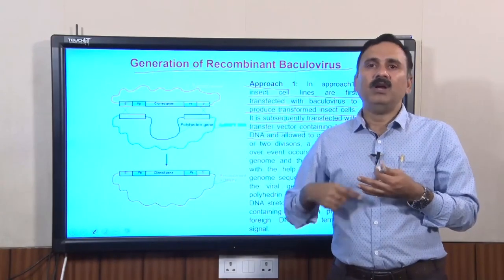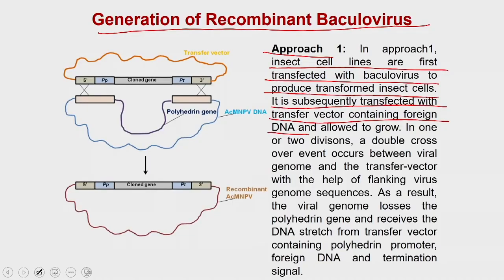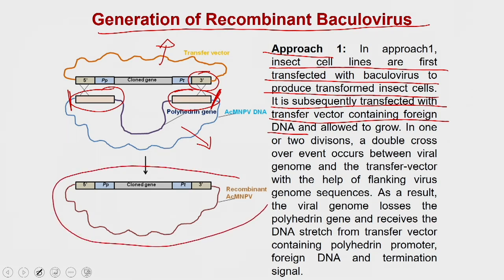Once the transformed insect cells, where you have already put the viruses, are transfected with the transfer DNA containing the foreign gene, they will replicate for 2 to 3 cycles, and there will be a homologous recombination between these two regions, the upstream as well as the downstream region. This is the transfer vector which you transfected in the second step, and this is your plain virus. As a result, this whole cassette is going to be replaced with your foreign gene, and you generate the recombinant virus which contains your gene or your cassette instead of the virus's intrinsic polyhedrin gene.